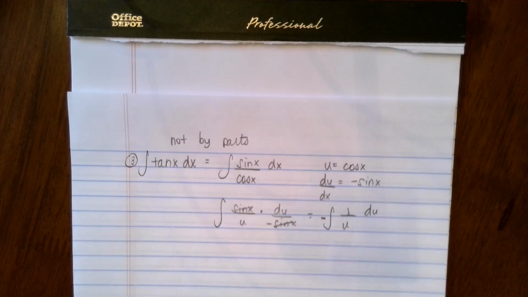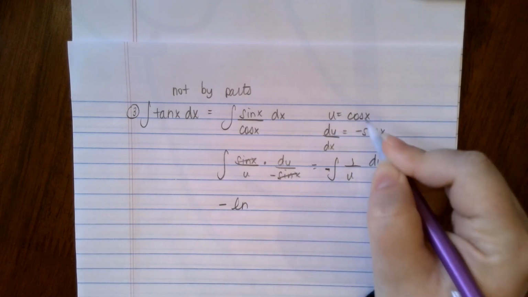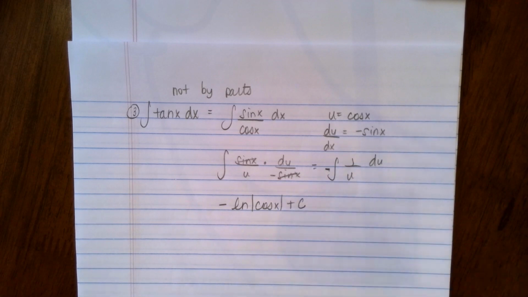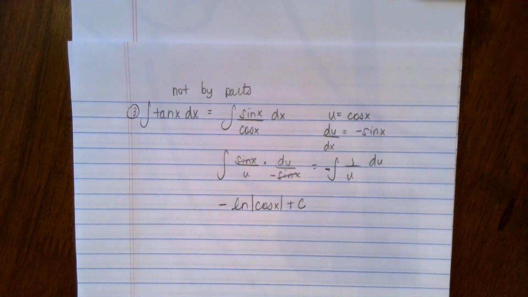So it ends up equaling a negative ln u plus c. All right, so keep that in mind. Again, you don't need that for integration by parts, like you don't need to solve it using integration by parts, but you are going to need it in your homework tonight.